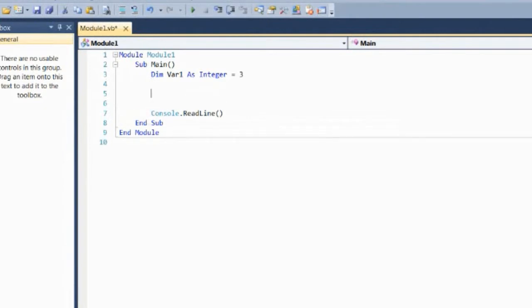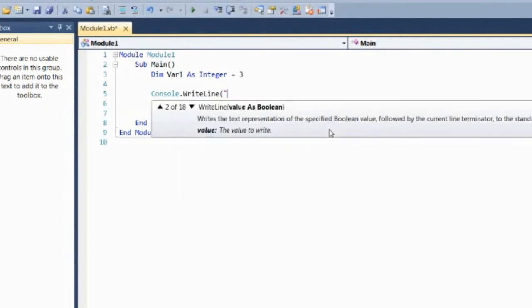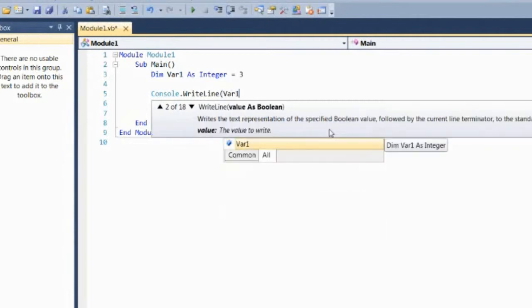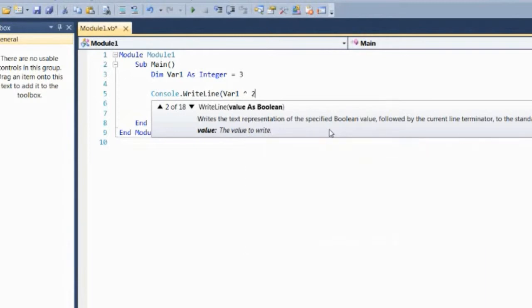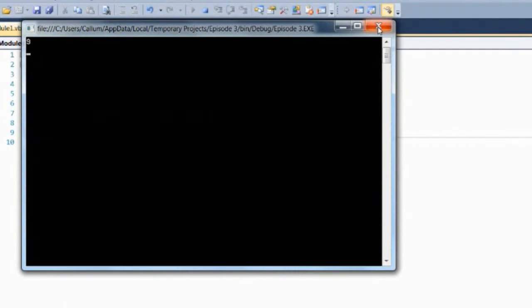And then what you can do is console.writeLine. So I'm going to show you some more math operators and the math class today. So I'm going to say var1, which is equal to 3. Now if you want to do to the power of something, use this symbol. So that's how you say power. So you say the power of 2. So this is going to return 9, like so.